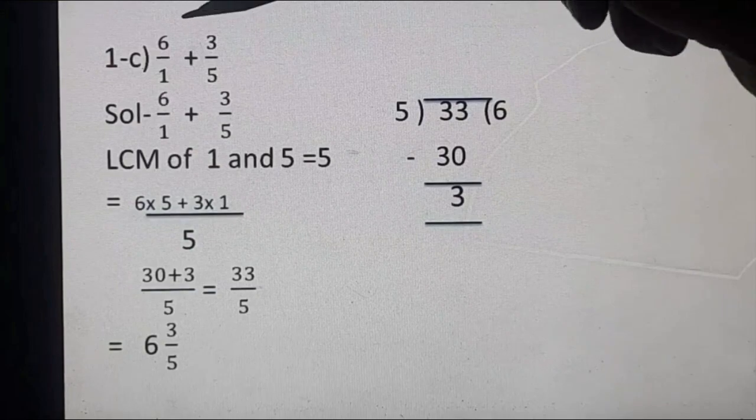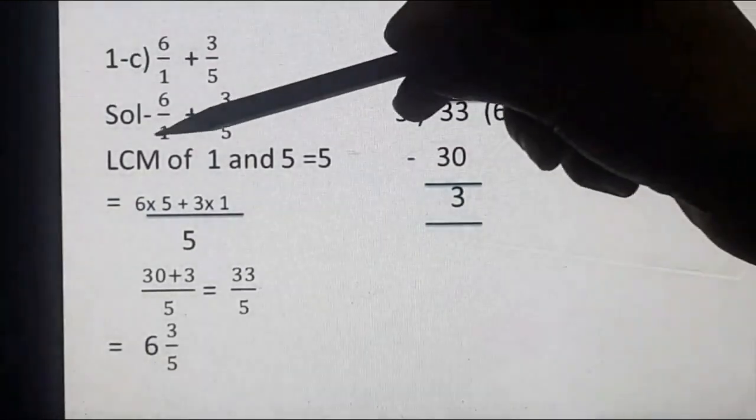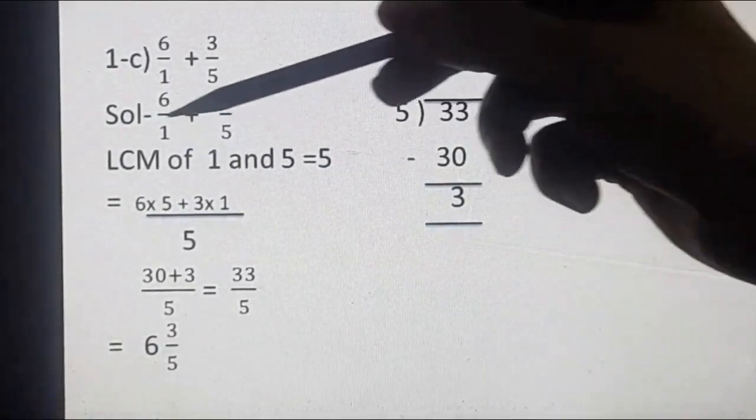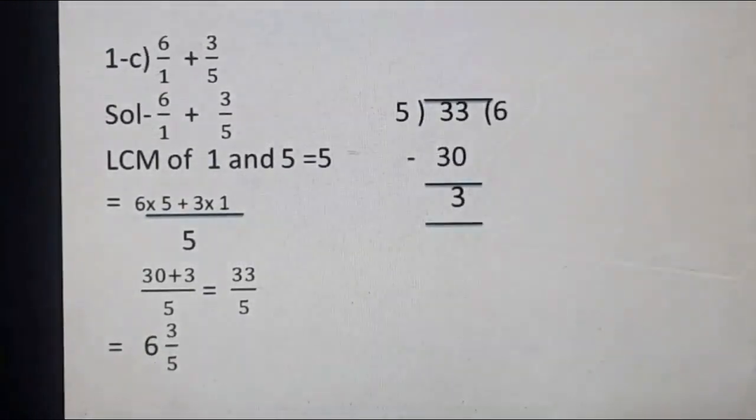Now first question C part. 6 upon 1 plus 3 upon 5. Denominators are 1 and 5. So we will find the LCM of the denominators, LCM of 1 and 5. LCM of 1 and 5 is 5.